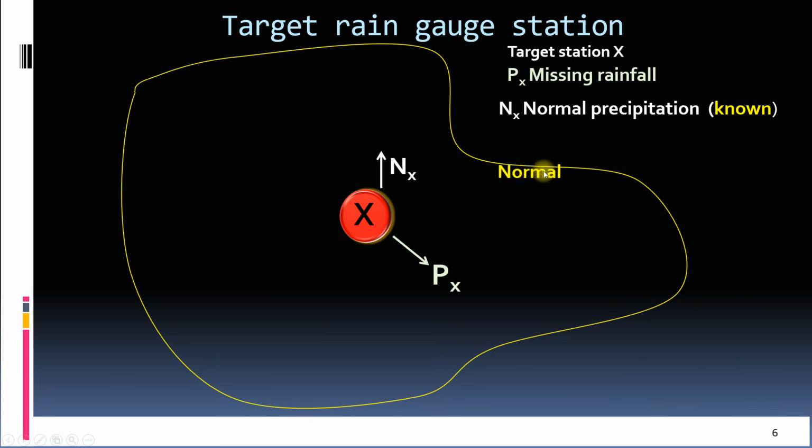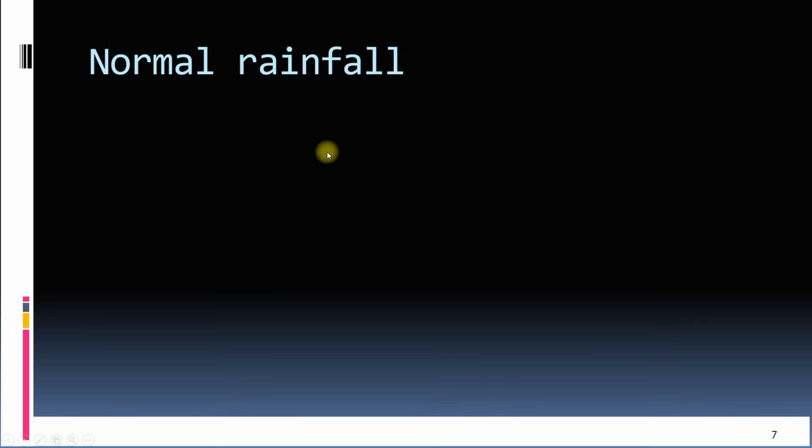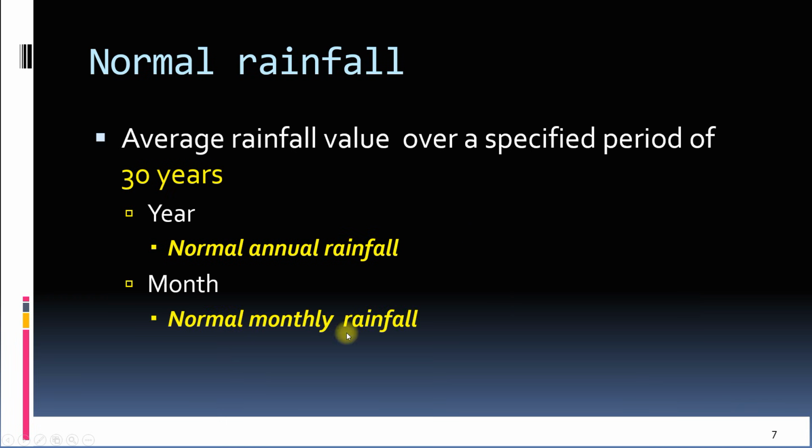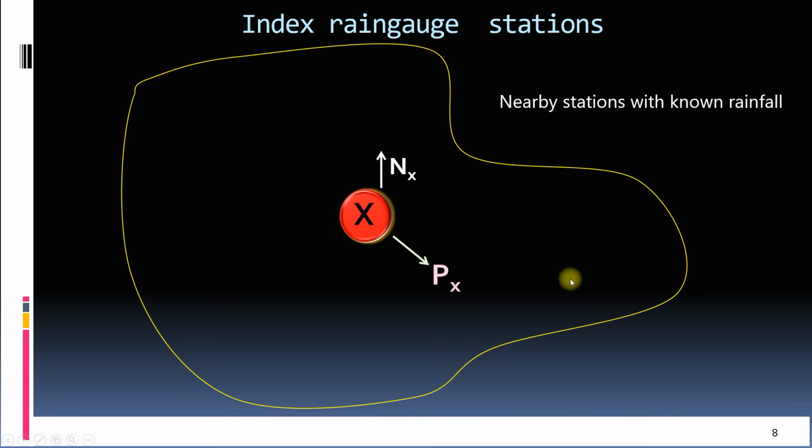So, what is normal? In engineering, normal is also defined. For example, normal rainfall is the average rainfall over a period of 30 years. When yearly totals of rainfall are averaged over a period of 30 years, we call it normal annual rainfall. We also use term normal monthly rainfall. If monthly totals are averaged over 30 years period. Similarly, we can define it for particular week or specific date also. The second concept is index stations.